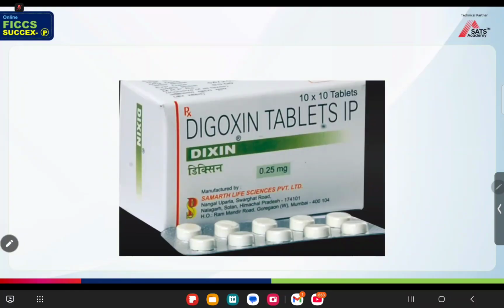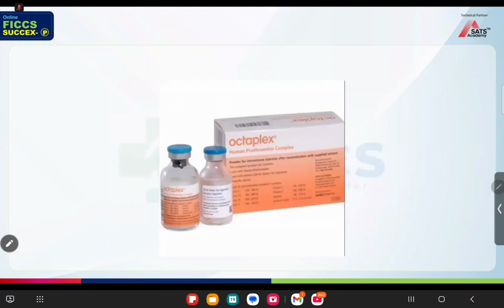We'll go to the next question. What is this? Ma'am, this is prothrombin complex concentrate. What are the constituents? I think it is 4-factor. Factors 2, 7, 9, 10, and protein C, protein S. Perfect.